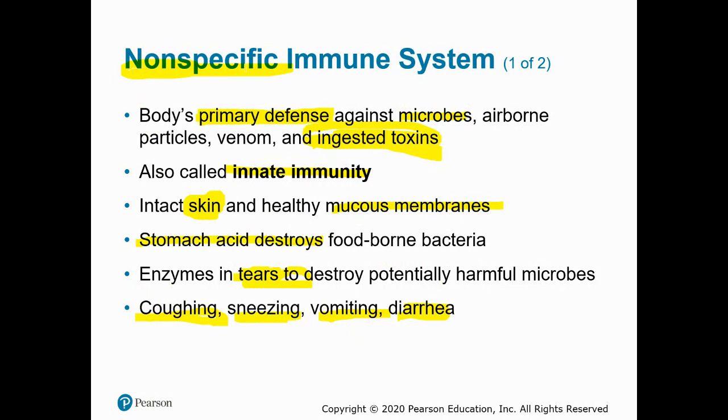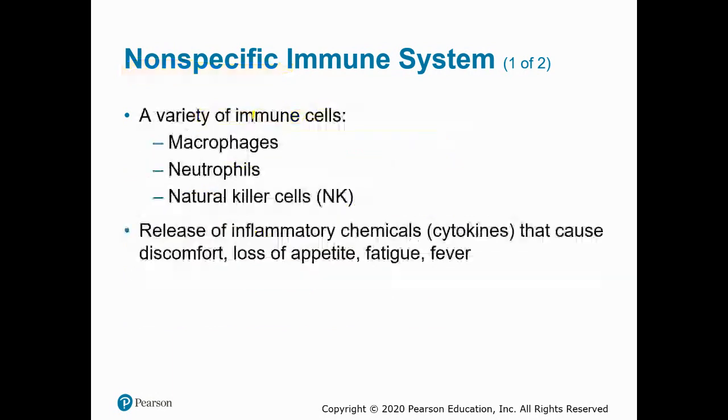They're non-specific, meaning that it's your immune system reacting with just general defense. It's not specific to any type of foreign particle. So coughing, sneezing, vomiting, diarrhea are all ways that would try to expel that foreign particle from your body. Non-specific immunity does use some of our immune cells, so macrophages, neutrophils, and natural killer cells. We're also going to see cytokines, which are chemicals that work in the inflammatory response. And so with non-specific immunity, we can see some of the pain associated with inflammation. We can also see loss of appetite, fatigue, and fever. These would be very typical symptoms of non-specific immune function.